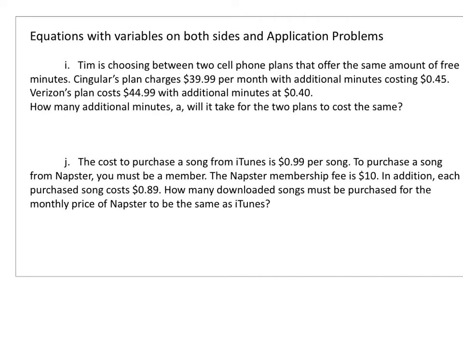Tim is choosing between 2 cell phone plans that offer the same amount of free minutes. Singular plan charges $39.99 a month with additional minutes costing 45 cents. Verizon plan costs $44.99 with additional minutes at 40 cents. Those must be the international plans. How many additional minutes will it take for the two plans to cost the same?